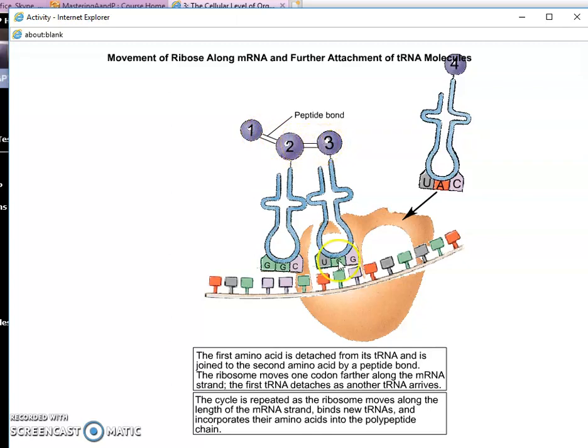Here we actually have basically bonded the second amino acid to the third. Then this will detach and leave.